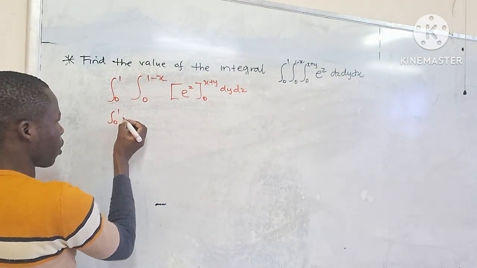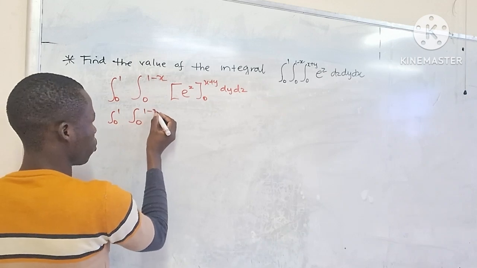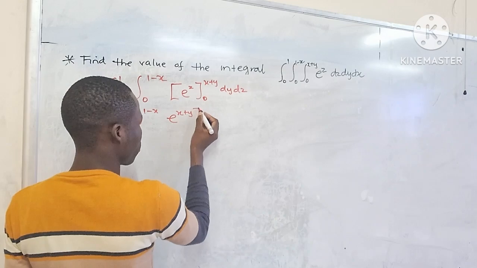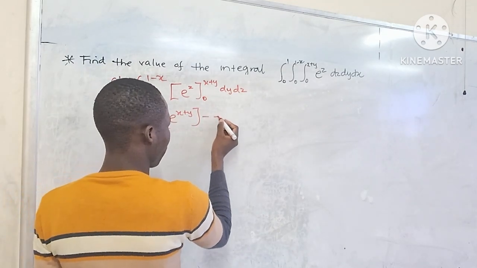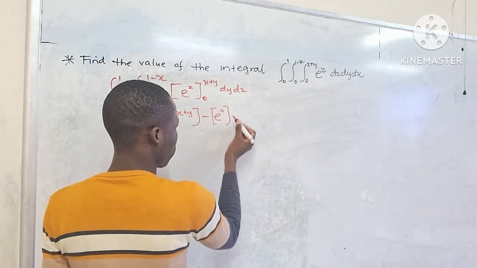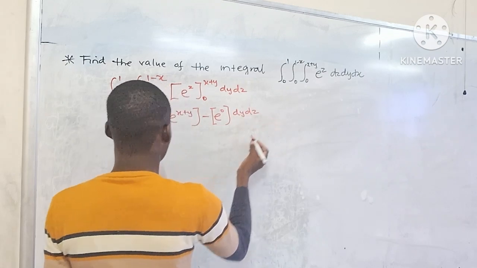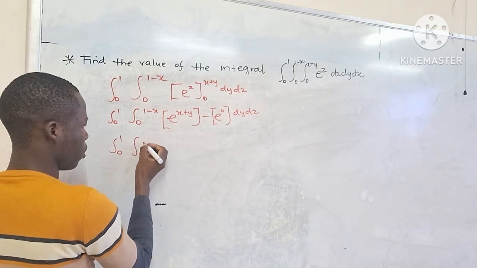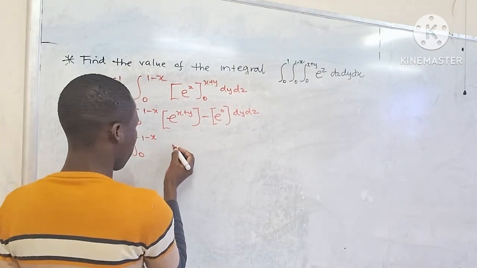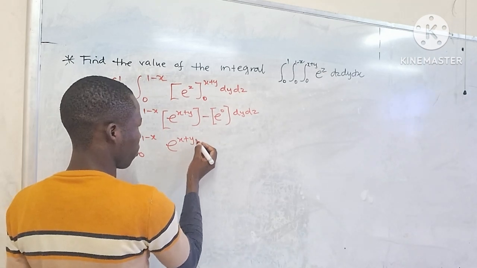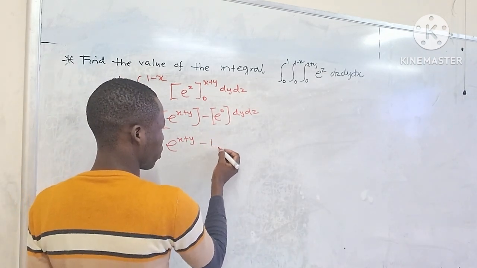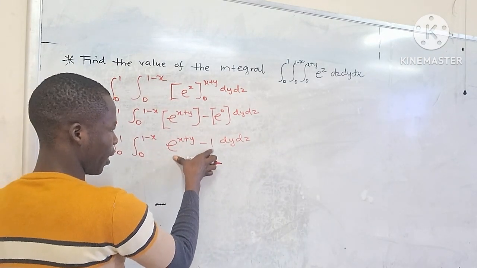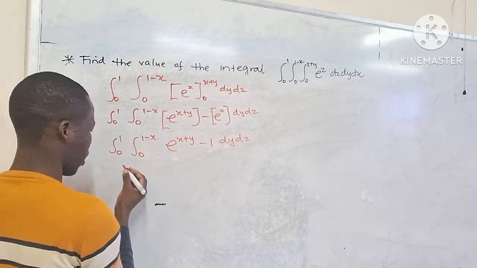This is from 0 up to 1, from 0 up to 1 minus x. Substitute. This is e to the power x plus y minus e to the power 0, dy dx. Integral from 0 up to 1, 0 up to 1 minus x. This is e to the power x plus y subtract 1, dy dx. Let's integrate this with respect to y.